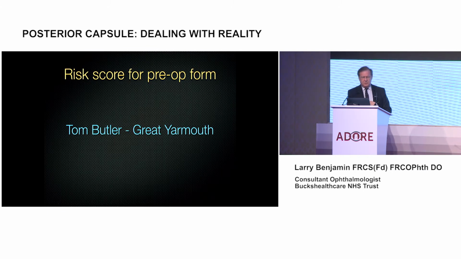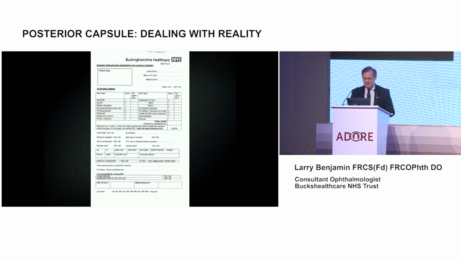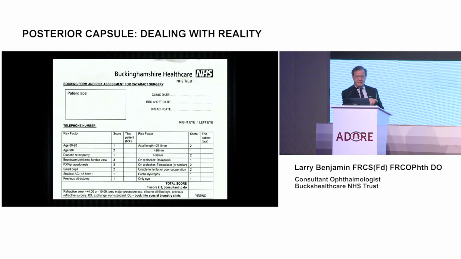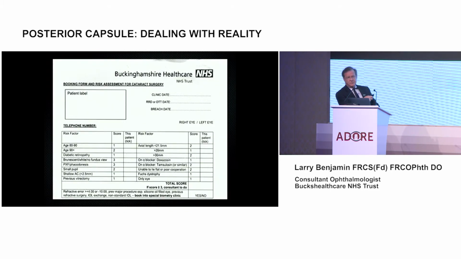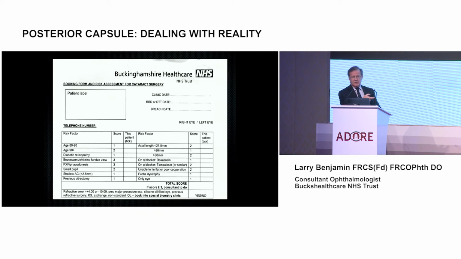So a chap called Tom Butler from Great Yarmouth, who's actually a very good Cornell speaker if you need one for next year, took those scores and gave them numbers, and we've now incorporated those numbers into our cataract listing form. So here are each of those risk factors that John Sparrow found, and he's given a score to each of them. Every patient that comes through our door for cataract gets risk scored, and if those scores add up to 3 or more, a consultant or a senior surgeon has to do the case. So we risk stratify all the patients, we know who are the potentially complicated ones, and we give the easy ones to the junior surgeons.